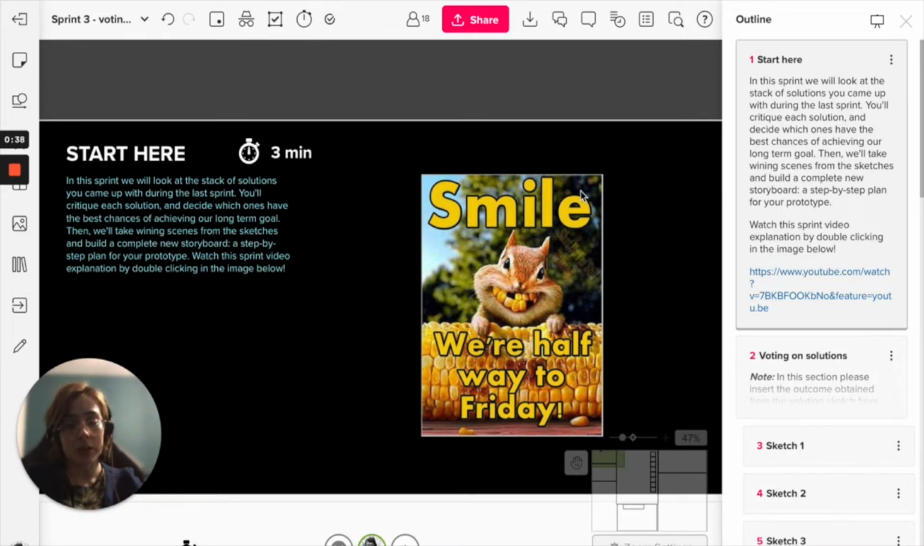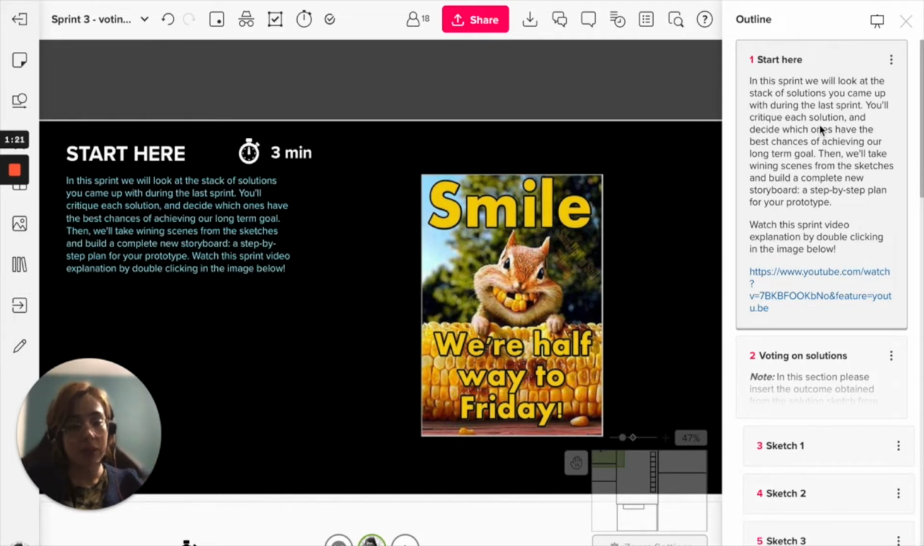So when you start, go to the first section of the outline here and take a look at the instructions, okay? This sprint is supposed to help you decide which are the best solutions, those that have the most potential and the best chances of achieving our long-term goal. During this sprint, you're going to evaluate and critique the solutions that you came up with during the last sprint, sprint number 2, and you are going to vote and decide on those that have the most potential.